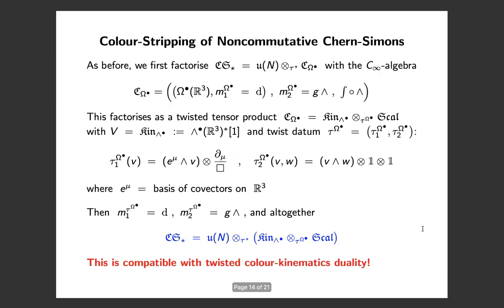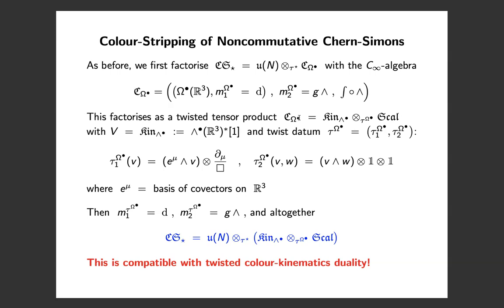So we can talk about a twisted form of color stripping, again, of non-commutative Chern-Simons. We can again factorize Chern-Simons as a twisted tensor product with a C-infinity algebra that looks like this. This C-omega-bullet is just the ordinary exterior algebra of differential forms on R3, where the differential is the usual de Rham differential. The product is basically just the exterior product, multiplied with this coupling constant g.